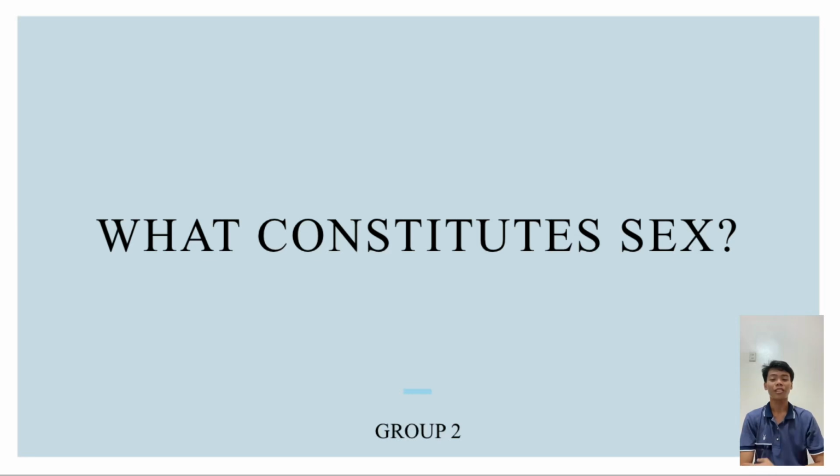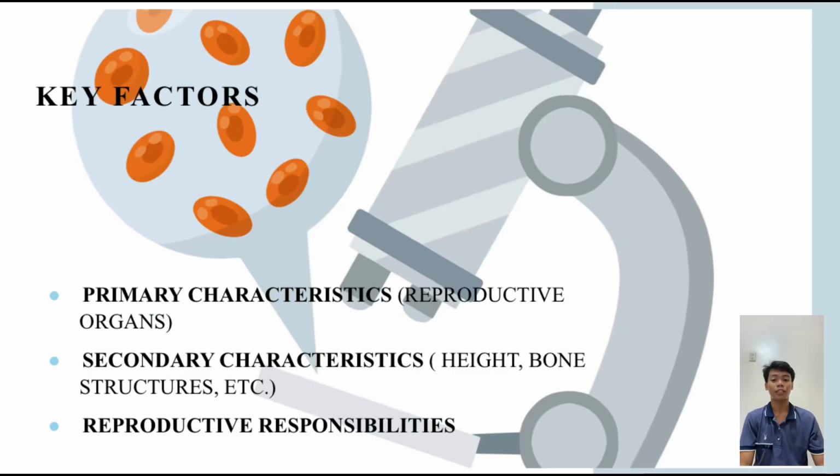And our report is all about what constitutes sex, basically. In our report, we have three key factors. Namely, the first is the primary characteristics or the reproductive organs. The second is the secondary characteristics, such as height, bone structures, etc. And lastly, the reproductive responsibilities.